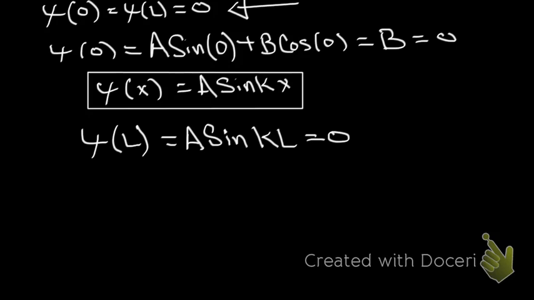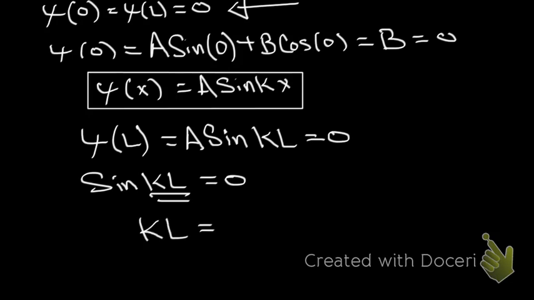However, for A equal to 0, I'll have a trivial solution. But for sine KL being equal to 0, what does that mean? That means that, thinking of KL as your theta, the argument of a sine function, at KL equal to some integer times pi it is going to vanish. So this tells you that your KL is going to be integer pi values.